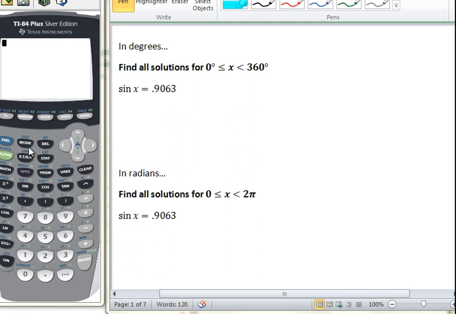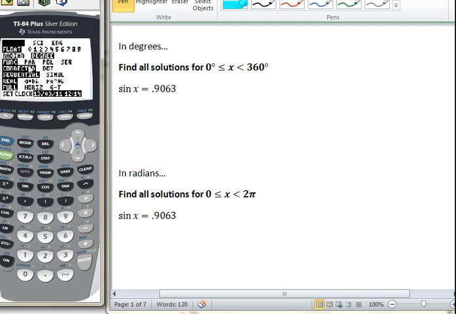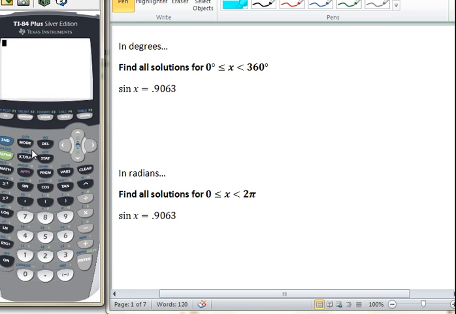So right now my calculator is in degree mode, right? If I click on mode, I am in degree. You would go back in here to change it to radians. So let's first look at how we would solve this first equation in degrees for x between 0 and 360.